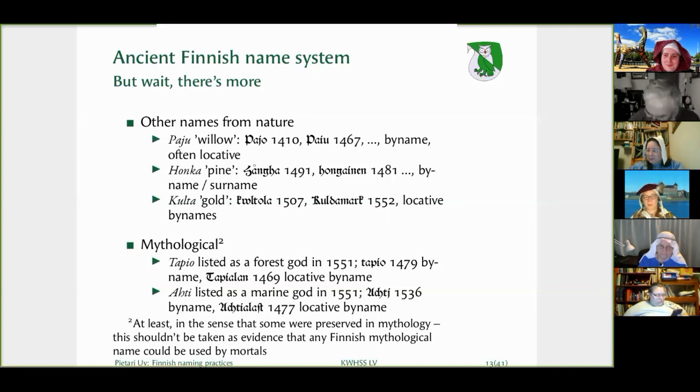There are some later-period bynames that look patronymic, but that's 16th century, which is already a time where Finnish and Estonian practices have diverged quite a bit, but we get to that a bit later.